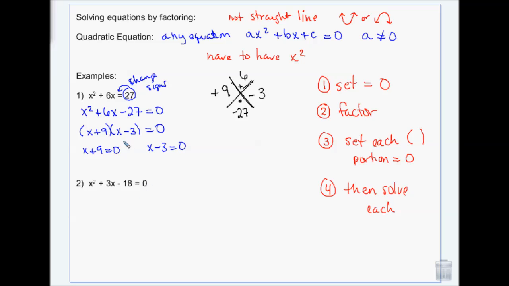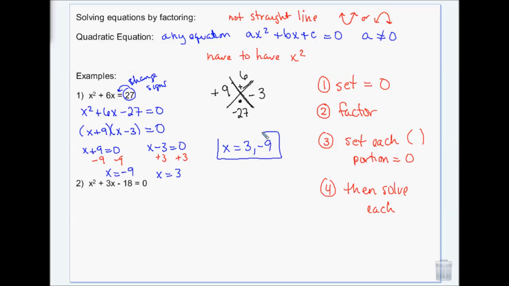Because when we did the zero product property, we said if two things multiply together and make a 0, one of them or both of them have to be 0. So I use that to say one or both of these is 0. Then I solve them. So I subtract 9 from both sides, so I get x equals -9. Or I add 3 to both sides. So x equals 3. So my solutions are x equals 3 and -9.